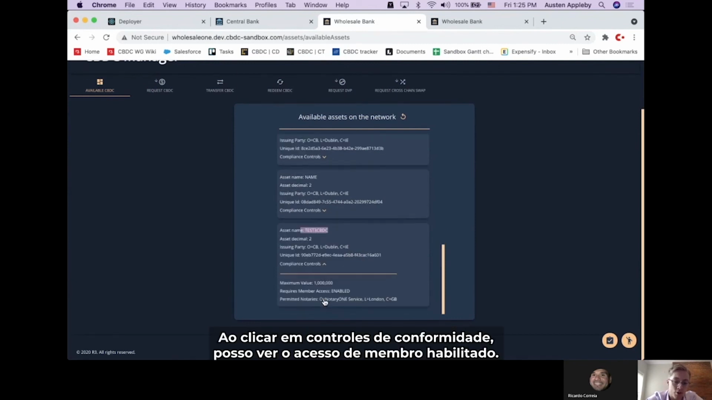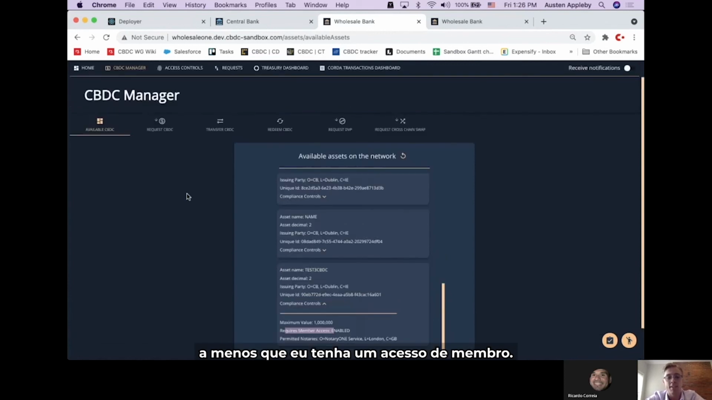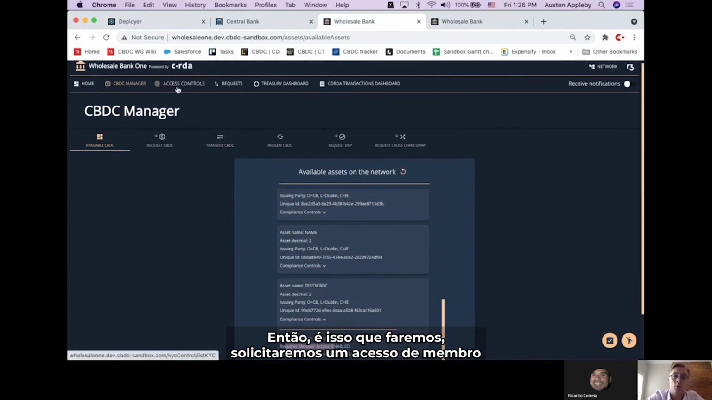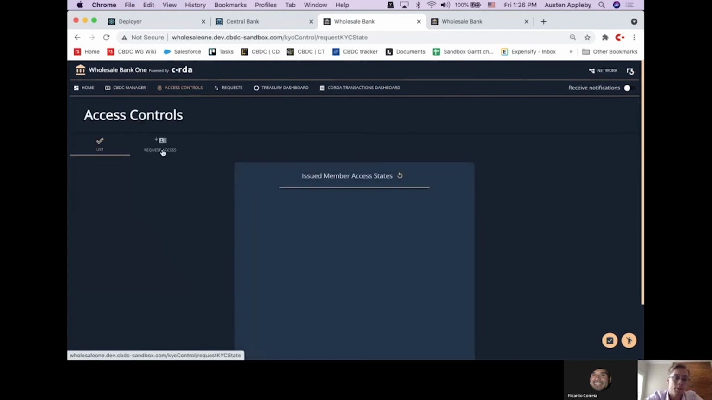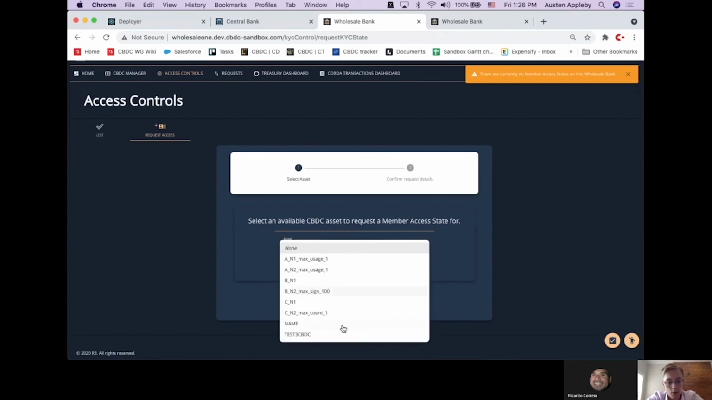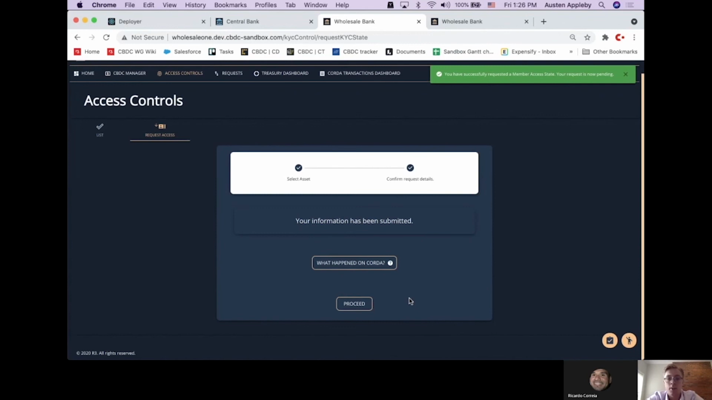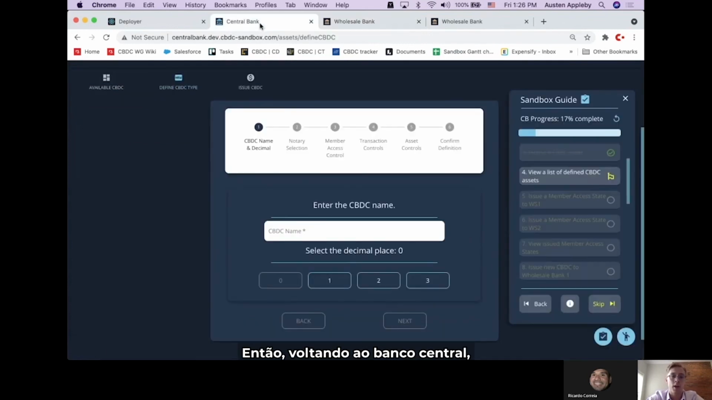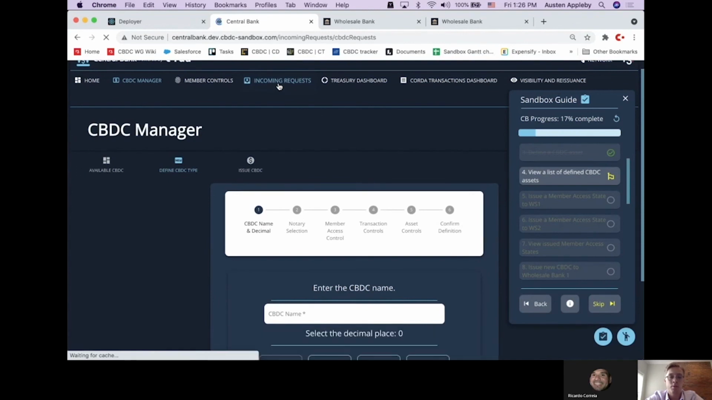If I click on compliance controls, I can see that there is member access enabled. So now I know I can't actually custody or transact with this asset unless I have a member access state. So that's what we'll do. We'll request a member access state from the central bank. We're clicking on request access here, choose our asset, and send the request through to the central bank. So going back to the central bank, we can click on incoming requests and approve this request.